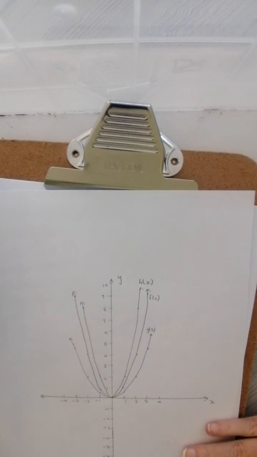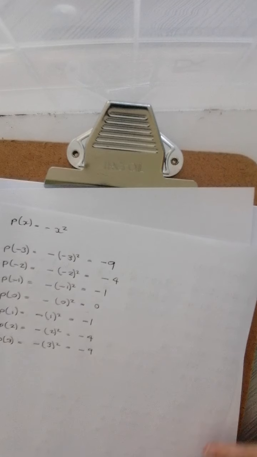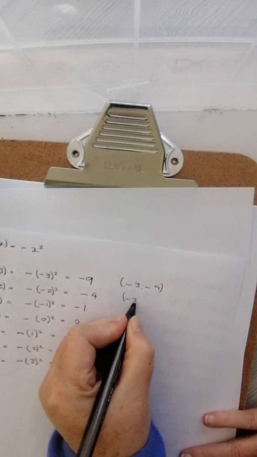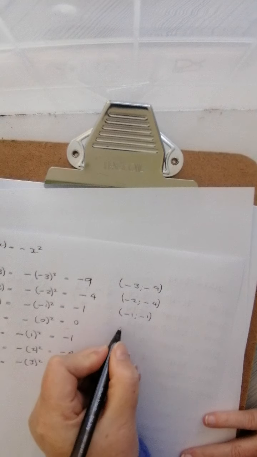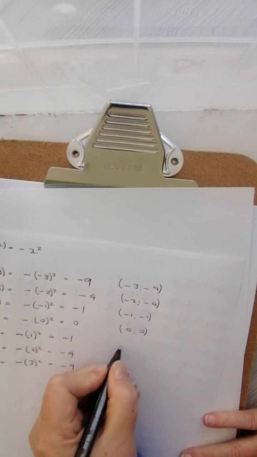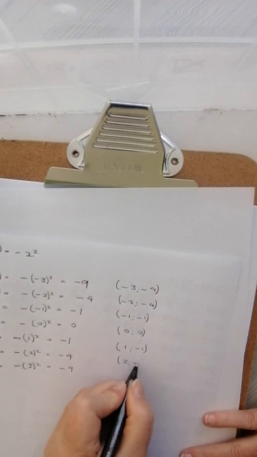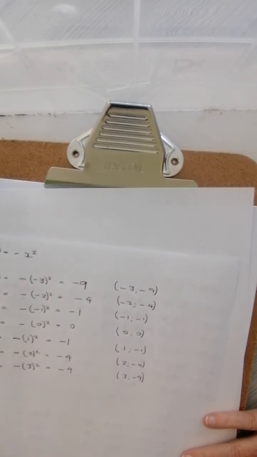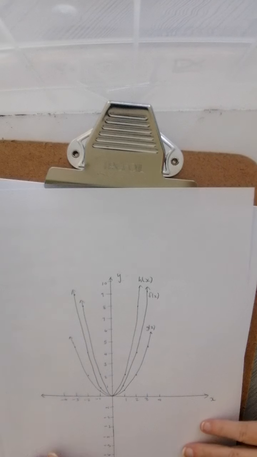Right. And then let's do the next one. Oh, we need to do the coordinates for this one too. So it is minus 3, minus 9, minus 2, minus 4, minus 1, 0, 0, 1 minus 1, 2 minus 4, 3 minus 9. Okay, so let's sketch that one.